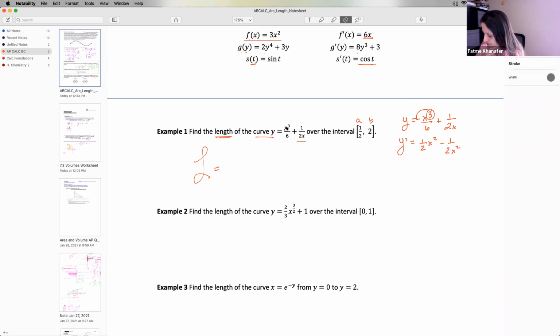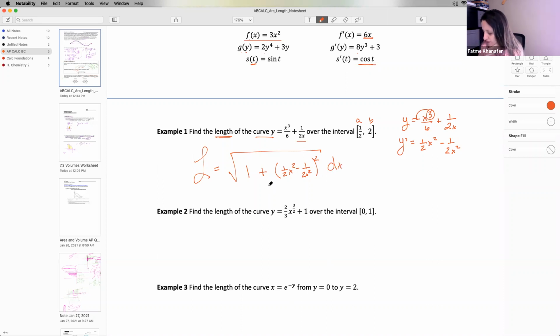Now the rest is just easy. It's a plug and chug. So it's going to be 1 plus the derivative of the function, which is 1/2 x squared minus 1 over 2x squared, all of that squared dx. Now, we did forget that this is the distance of one small segment. We want the whole length, so we're going to integrate that from 1/2 to 2.